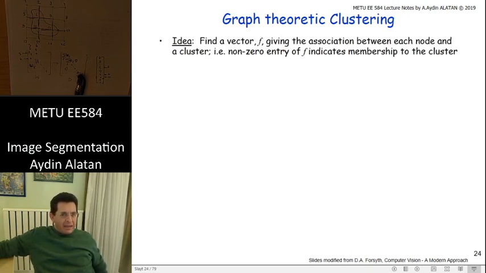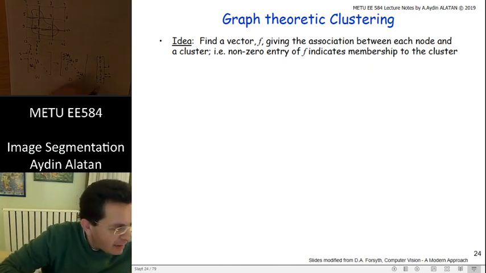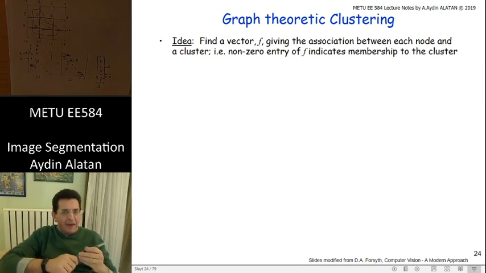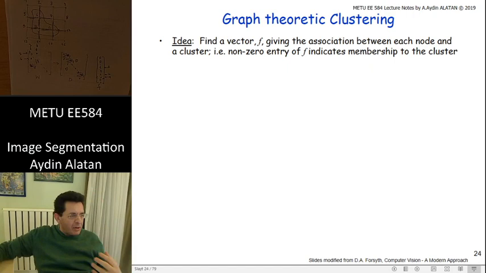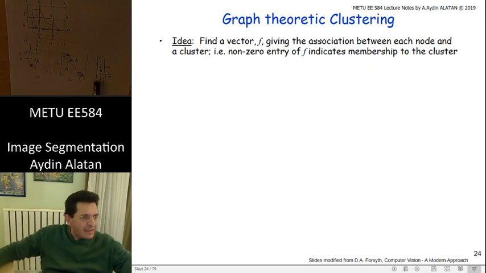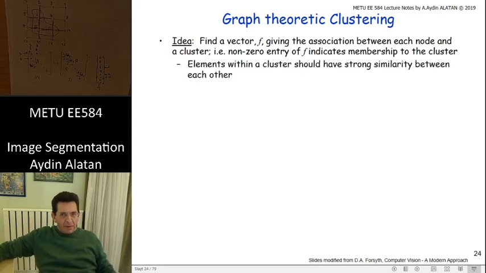Now the idea is, let's find a vector f that will give us an association. This f is like this f here, okay? This is the f I'm talking about. Therefore, this is like an f here. In this f vector, a non-zero entry gives us the membership. For cluster A, for segment A, there will be ones, otherwise zeros, for example.